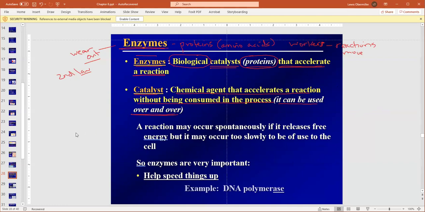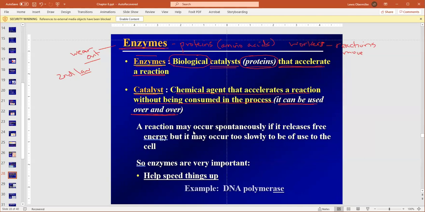So to summarize, enzymes are catalysts, which means they speed up reactions. They're made of proteins, which are made of amino acids, which makes them biological. They speed up reactions that would naturally occur on their own, but they go faster by directing the reaction. And they don't become part of the reaction, and they're not used up in the reaction. So they can do this over and over again, which is kind of the definition of a worker.